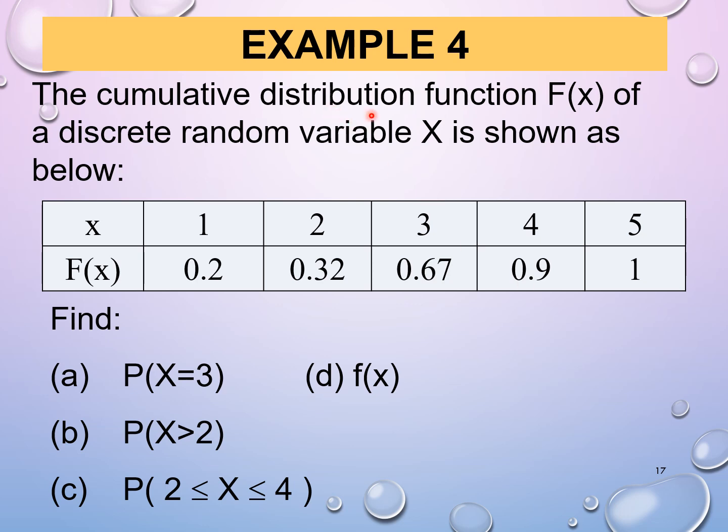The cumulative distribution function F(x) of a discrete random variable x is shown as below. So the CDF this time is given in table form instead of the piecewise function. You need to find probability x equal to 3, probability x greater than 2, probability x greater than or equal to 2 and less than or equal to 4, and f(x), small letter f, which means the PDF. You need to find the probability distribution function, or the PDF.